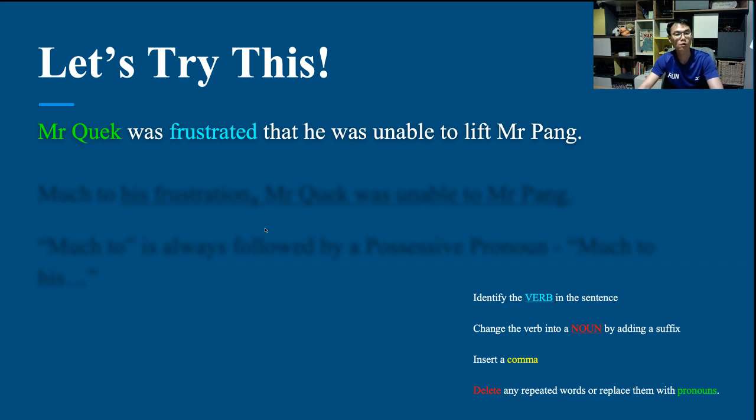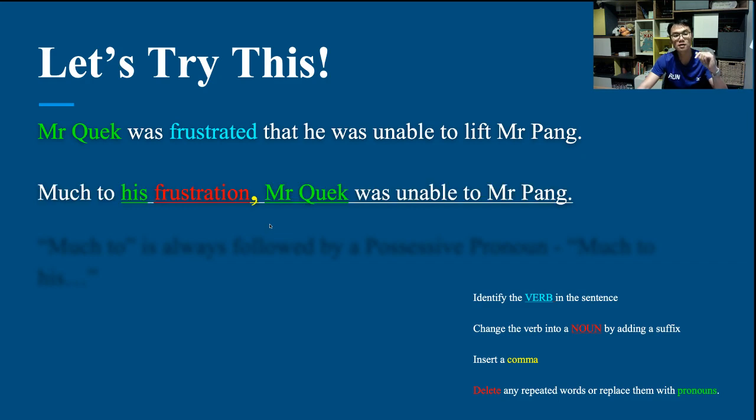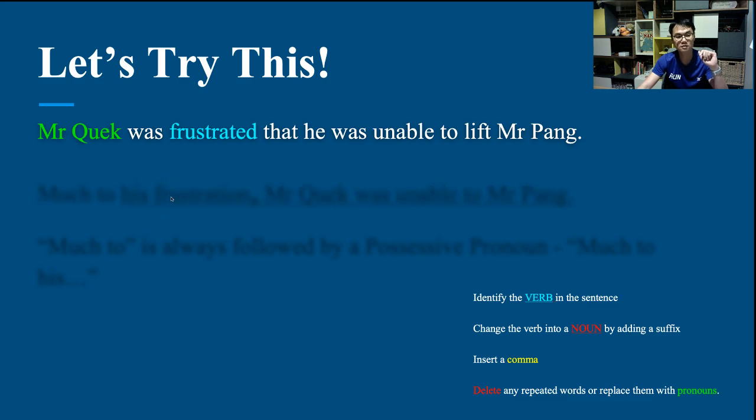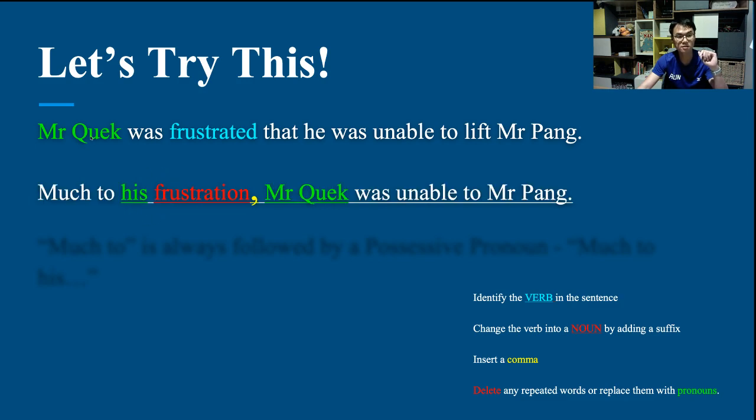Mr. Quack was frustrated that he was unable to lift Mr. Pang. Again, the subject is Mr. Quack. The verb is frustrated, so we've got to change frustrated into a noun using a suffix. In this case, the suffix is tion, frustration. So much to his frustration. Who is his? Mr. Quack, replaced with the pronoun his. Comma is inserted. Mr. Quack comes to the back here.